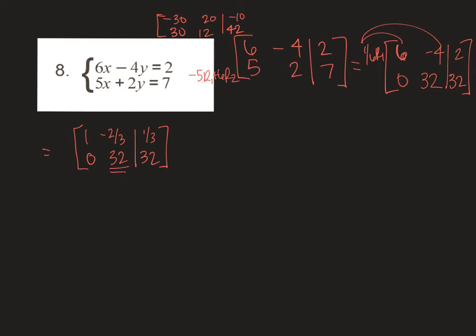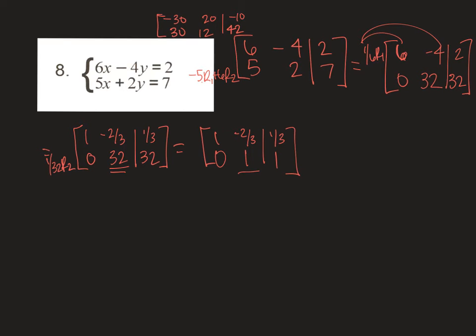Now I want this 32 to become a 1. So if I multiply that whole row by 1 over 32, it's going to give me that 1 that I need. So my first row is going to stay the same. 0 times 1 over 32 is 0. 32 times 1 over 32 is 1. And then another 32 times 1 over 32 is 1. So I've got my 1s on my diagonal, 0 to the left of that, so I'm ready to solve.